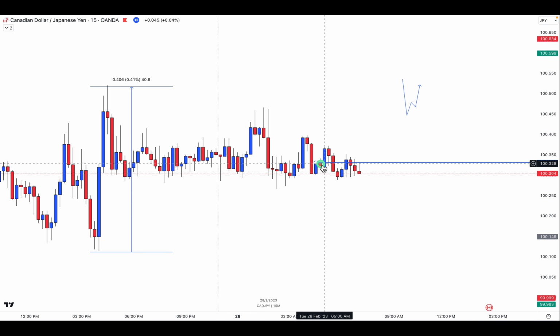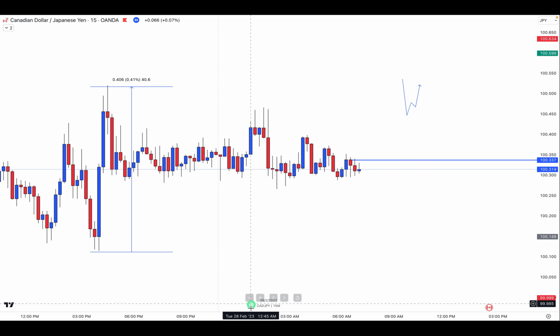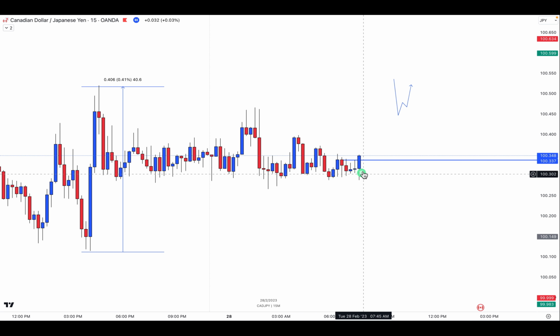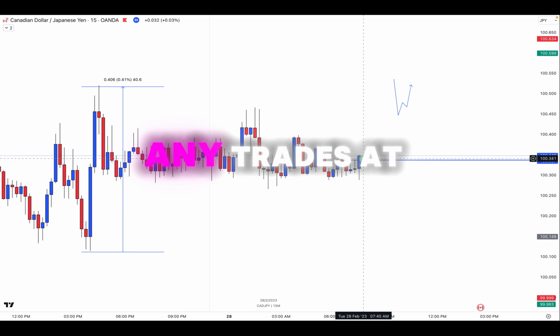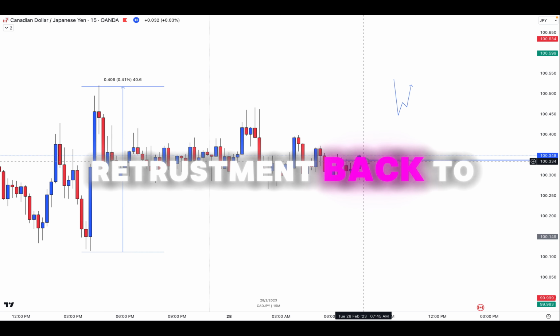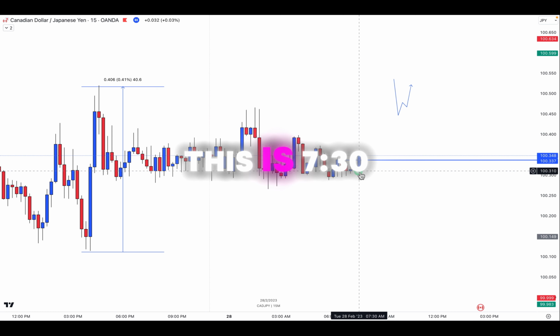So there we have another W pattern with a neckline here, up. Let's check. Okay, we have another. It's the same W pattern, and this closed up. So to enter any trades at this retracement back to the neckline, this is 7:30.